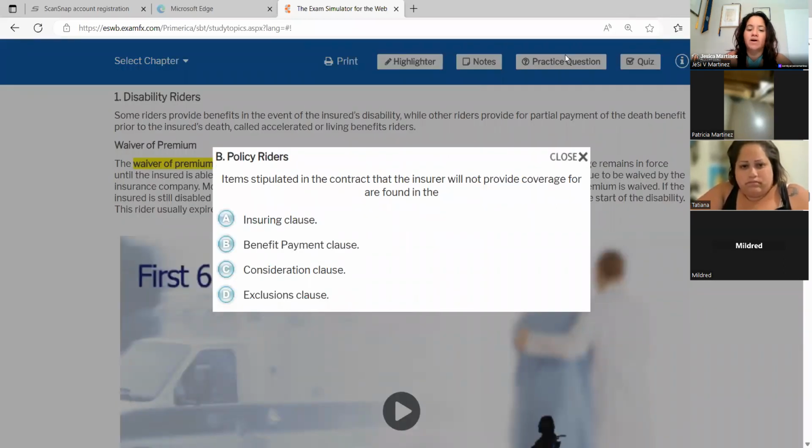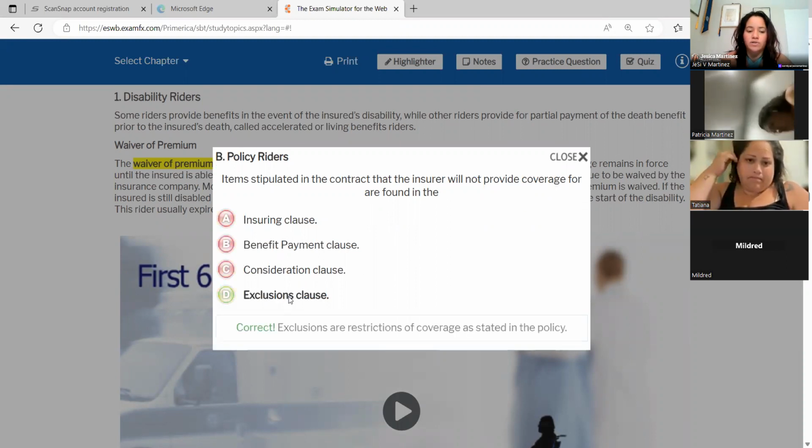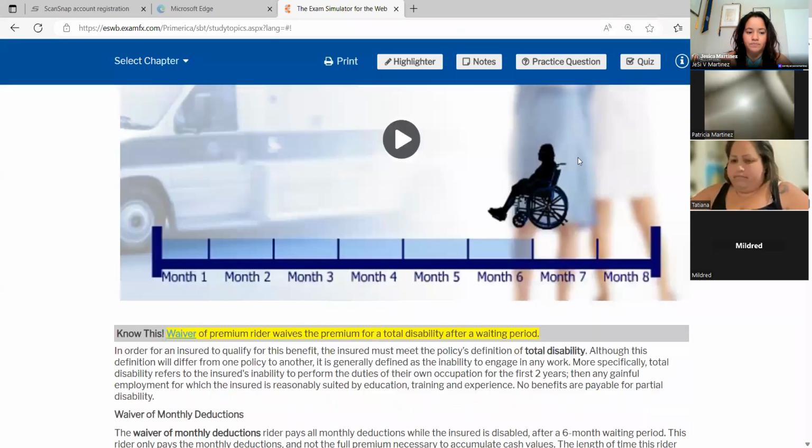Items stipulated in the contract that the insurer will not provide coverage for are found in A, insurance clause, B, benefit payment clause, C, consideration clause, D, exclusion clause. Exclusion clause, yes. A way to see it: it will not provide coverage for, and those are all the exclusions that it will have. So exclusions, remember, are restrictions of coverage as stated in the policy.